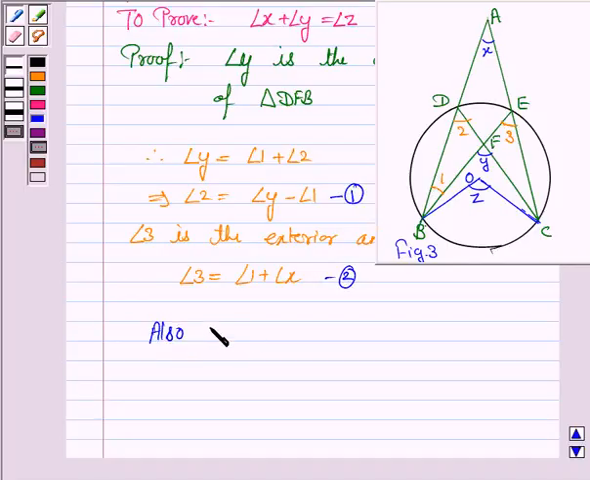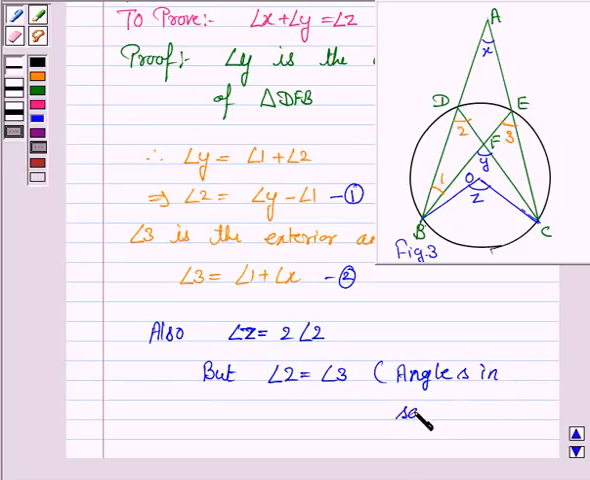Also, angle Z is twice the angle 2, right? By the above theorem, that is, the angle subtended by an arc at the center is double the angle subtended by it at any point of the circle. So, angle Z is twice the angle 2, but also angle 2 is equal to angle 3, angle subtended in the same segment, that is angles in the same segment are equal.